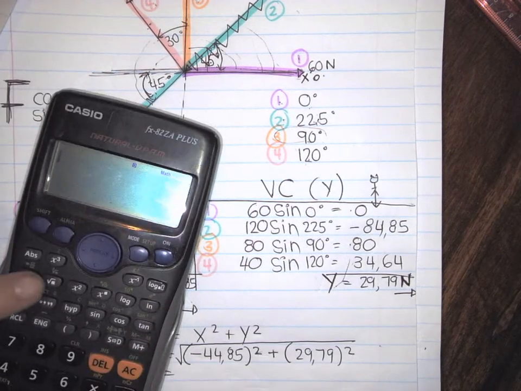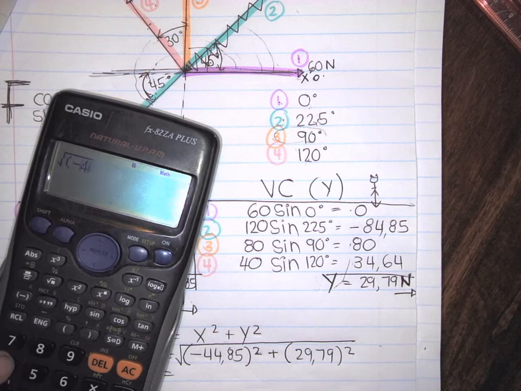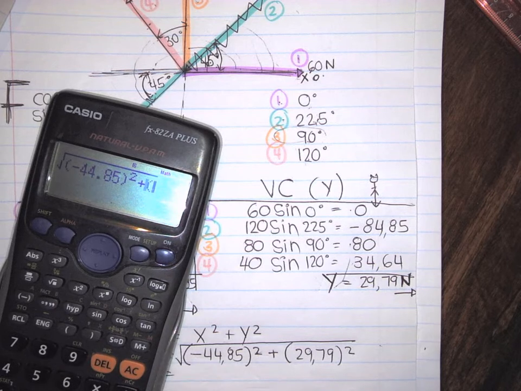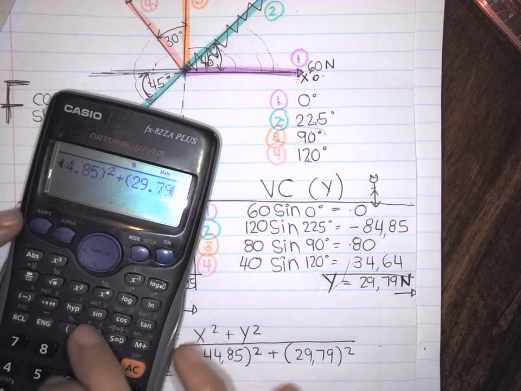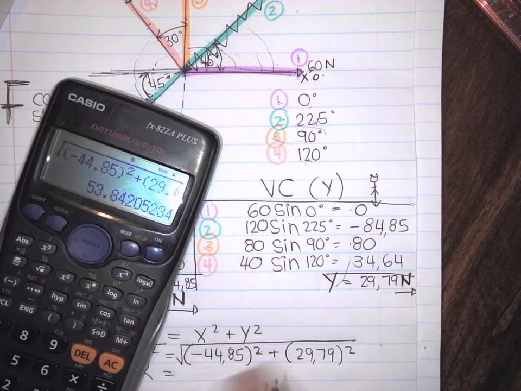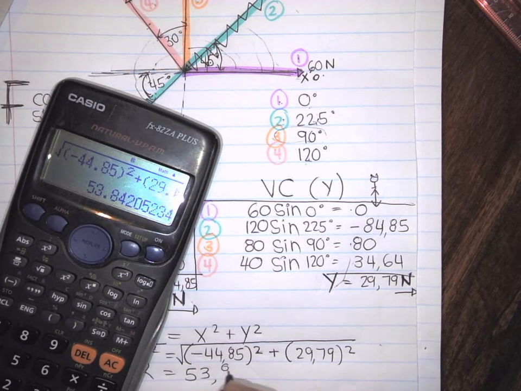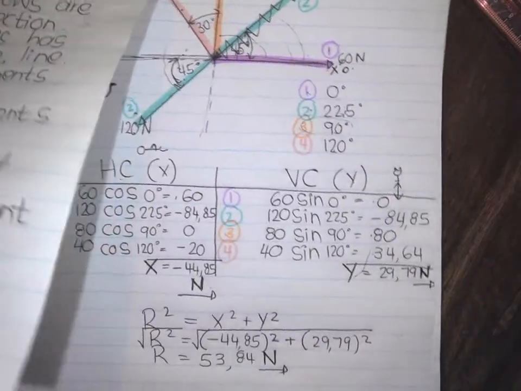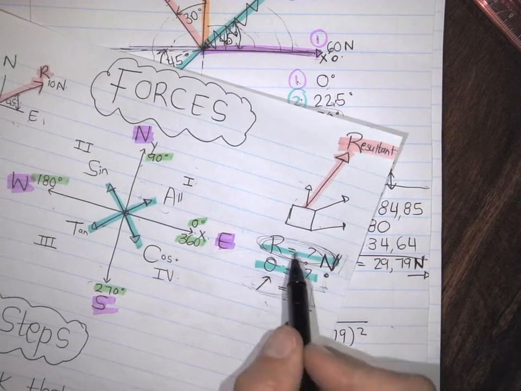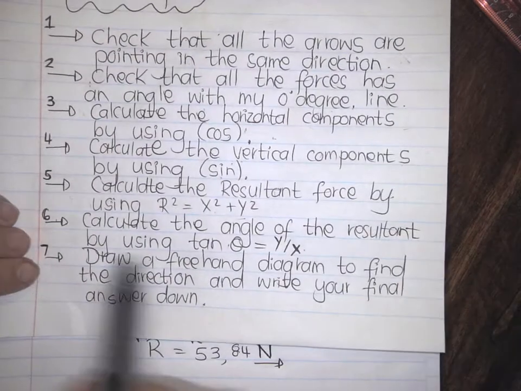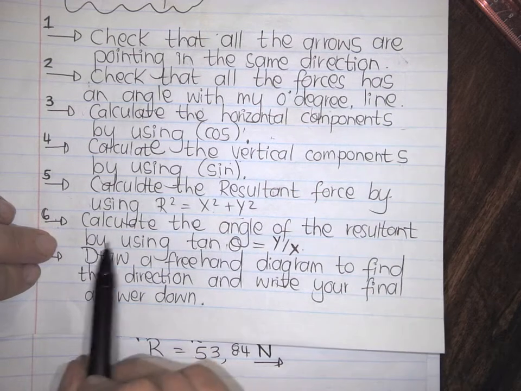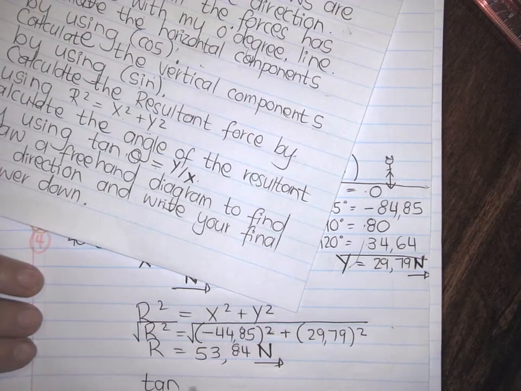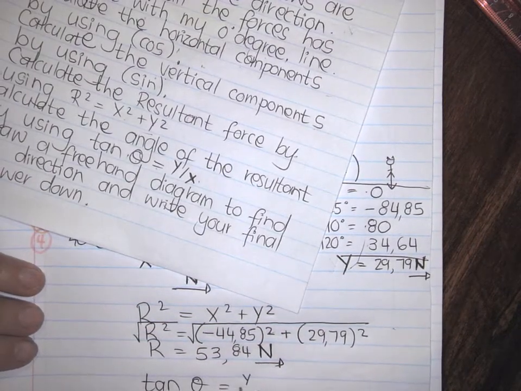So we say square root bracket minus 44,85, close the bracket, square, plus bracket 29,79, close the bracket, squared. And that gives me 53,84 newtons. Okay, so now we know what the size of my force is over there. But now we need the other two things still, okay? So step number 6, calculate the angle of the resultant by using tan theta equals y over x. So tan theta equals y over x.